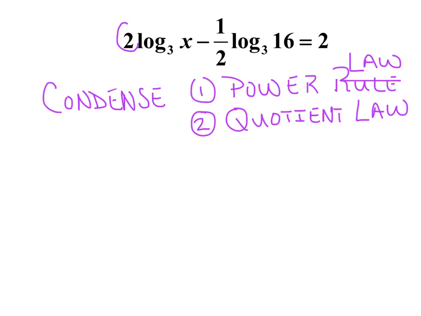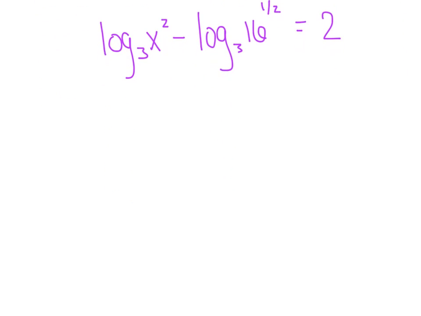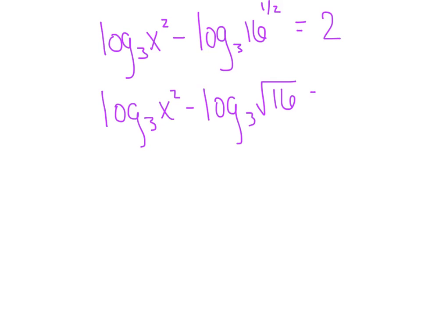What are we doing with the 2? Boom, move it. What are you doing with the 1/2? Boom, move it. So the first term becomes the log base 3 of x squared minus log base 3 of 16 raised to the 1/2 power. What does it mean to raise something to the 1/2 power? Well, it means we're taking the square root of that term. And so I'm going to rewrite that as radical 16. We're going nice and slow, taking some baby steps. And of course, the square root of 16 becomes a 4.